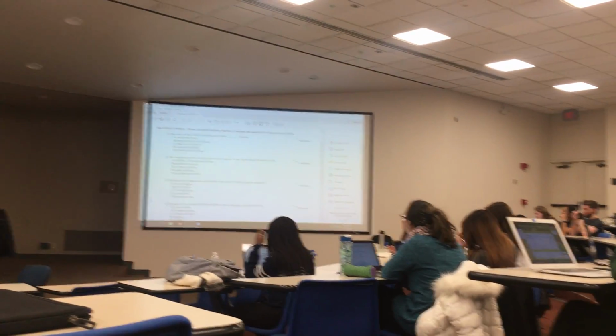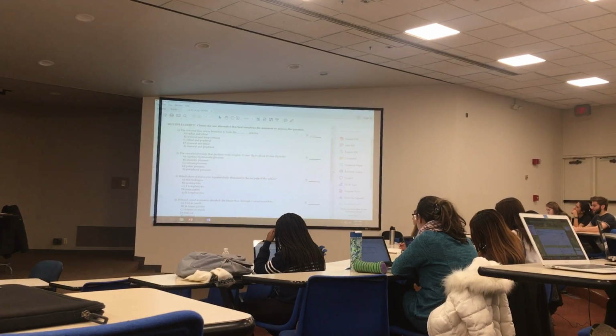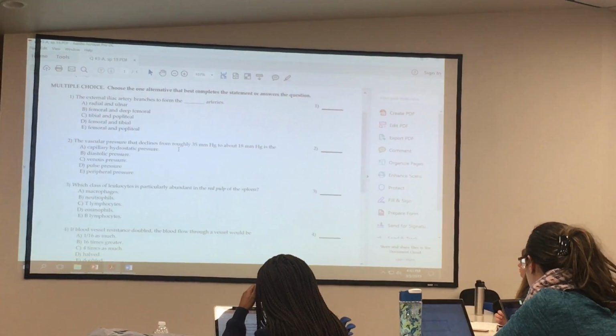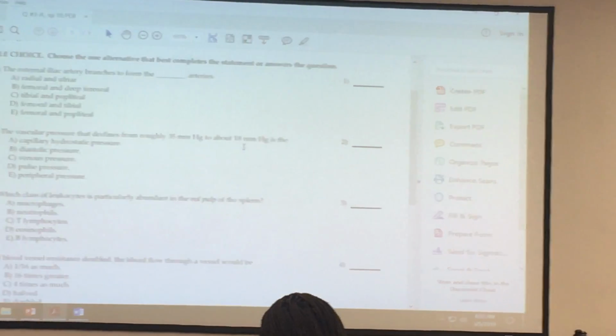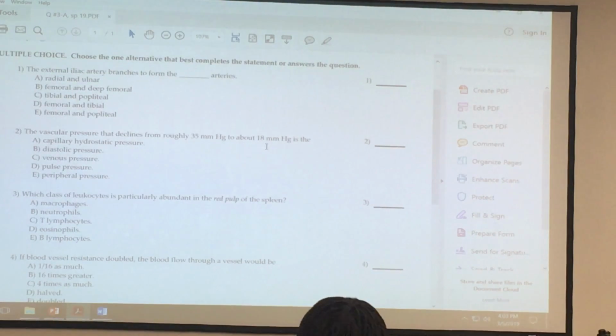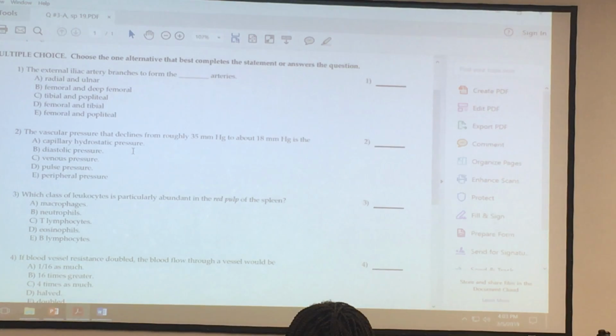Pulmonary vein. Okay, so that's D. The vascular pressure declined from roughly 35 millimeters of mercury to about 18, from the arterial end to the beginning of the venule end, and we call it capillary hydrostatic pressure. Okay, that's the one. Answer should be A.